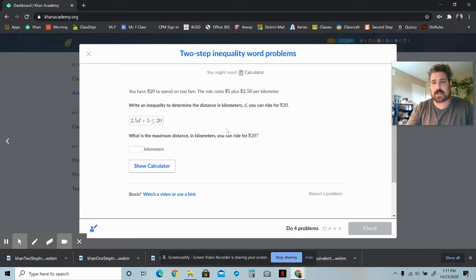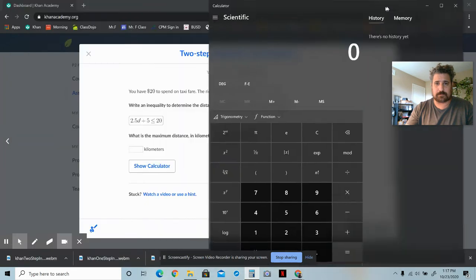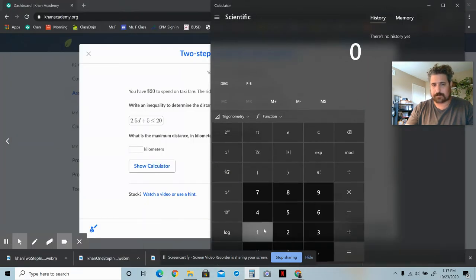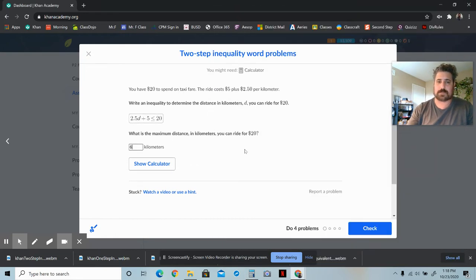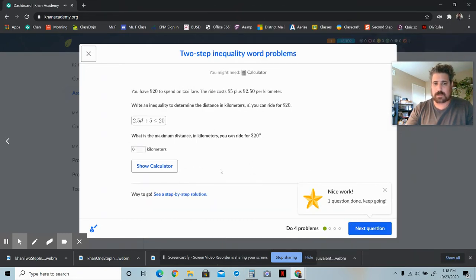So in this case, you'd actually solve this inequality, right? You'd minus 5 from both sides, you get 15, then you divide by 2.5. Let's just do a little calculator work here. You're just doing 15 divided by 2.5, which is going to be 6. So the most you could go is 6 kilometers. So you're going to put 6 kilometers in there. That's the answer. And that's it. I guess I could use that calculator.